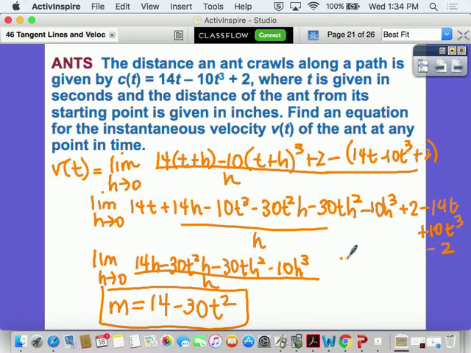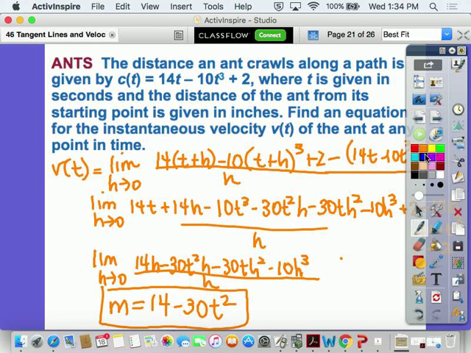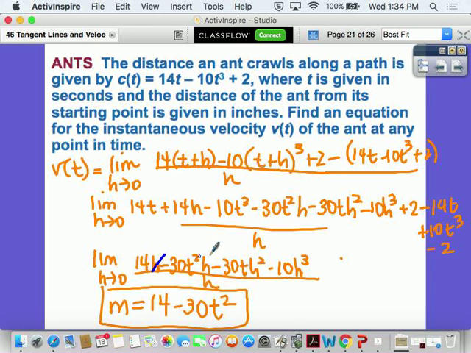All right, on this one, you had to use the formula. This time you're looking for an equation. I did have to combine some steps right here because I was running out of space, but I factored out an h, which basically got rid of this h, one of those, and turned this into a 2. So I basically was left with 14 minus 30t squared minus 30th minus 10h squared. So at that point I plugged in 0 for h, which eliminated these two, and that's how you get the equation for the instantaneous velocity.